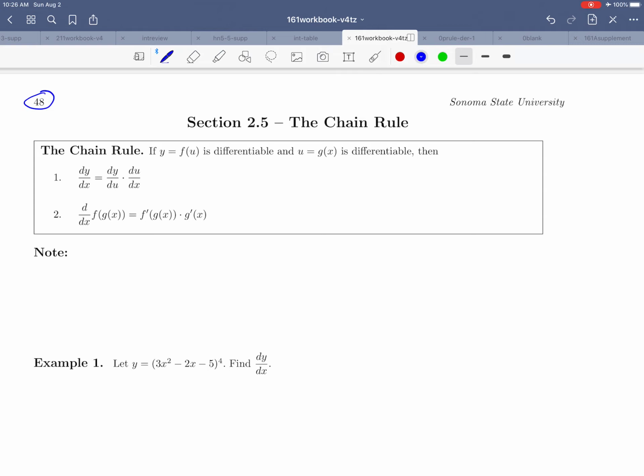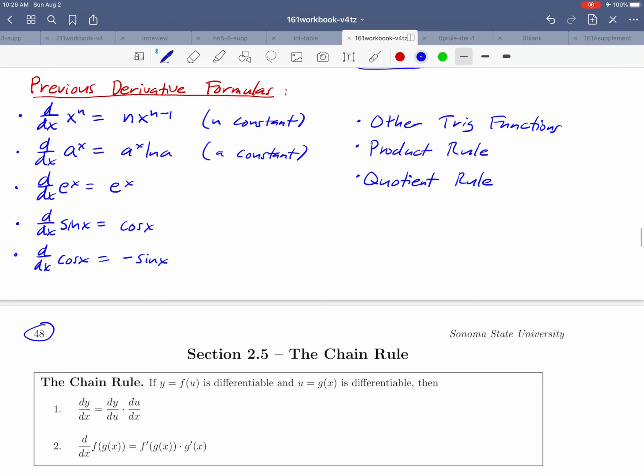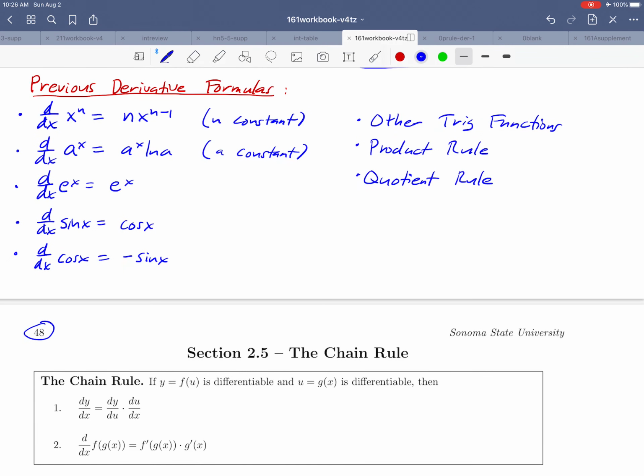Now before we dive in and talk about what this chain rule is all about, I want to just kind of take stock of where we're at in the course to this point. I'm going to scroll up, and I've made a little summary of previous derivative formulas that we already know. This is not a complete list, but it's a list of the major ones. So you can see this is a pretty good list of functions that we have.